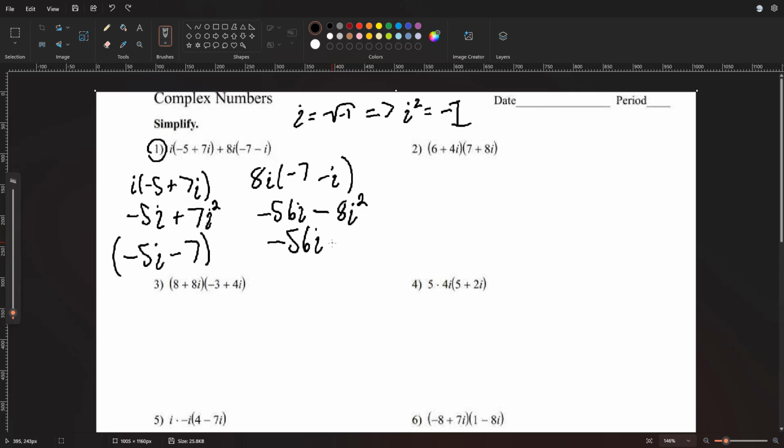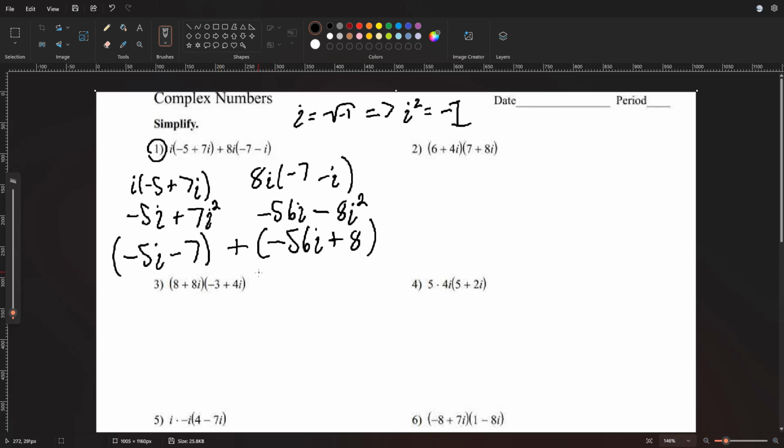And the reason why it's plus 8 and not minus 8 is, see this sign right here? The negative 8. Well, if i squared is negative 1, and we're doing a negative 8 times a negative 1, we're going to get a positive. So it's going to go from negative 8i squared to positive 8. Alright, so that's the right half of our equation. So we have negative 5i minus 7 plus negative 56i plus 8.